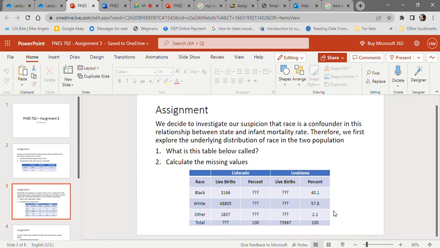And then to calculate live births, I'm giving you the percentage and I'm giving you the total, so this is just the reverse. It's going to be real simple. What's 40.1% of 73,967? That number will go here. What's 57.8% of this number, and what's 2% of that number?